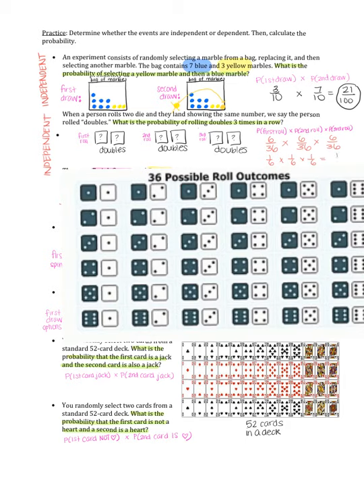Multiplying the tops together, I get 1. Multiplying the bottoms together, I get 216. So the probability of rolling 3 doubles in a row is 1 over 216.